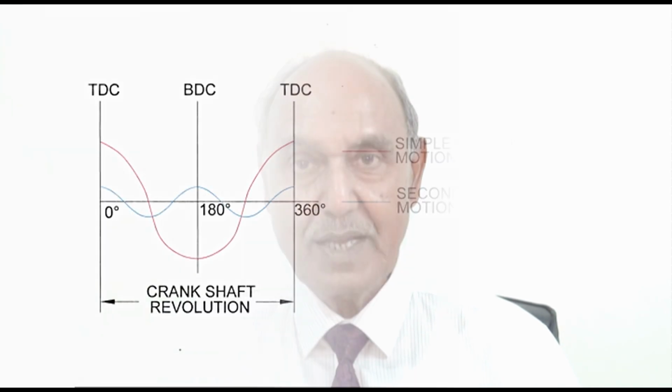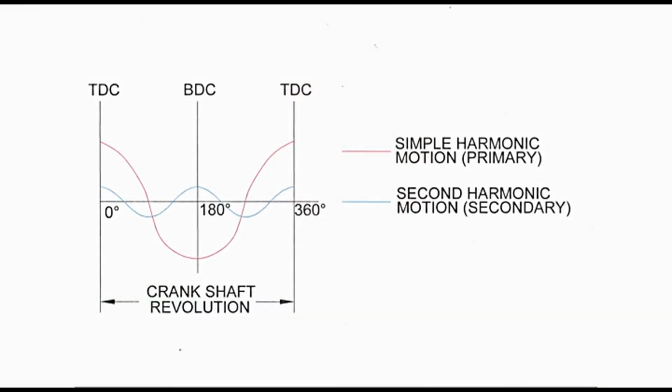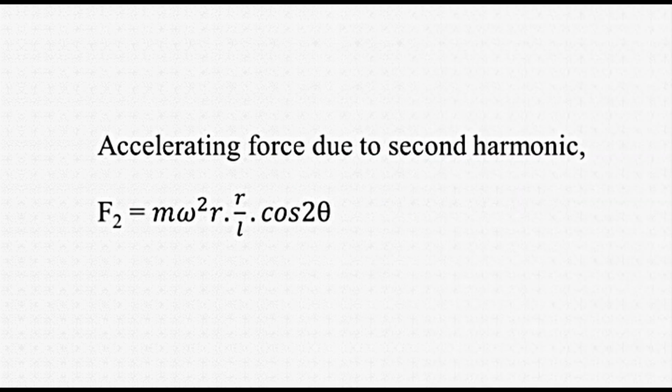In reality, the connecting rod is quite short in length. Due to this, the motion of the piston is not simple harmonic motion. Another harmonic, or second harmonic as it is known, comes into existence. The accelerating force due to the second harmonic is represented by F2. It depends upon the ratio of radius r and length of connecting rod L. F2 is equal to m omega square r into r upon L into cosine of 2 theta.